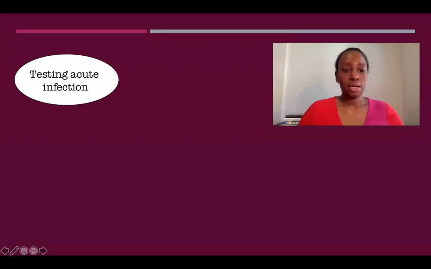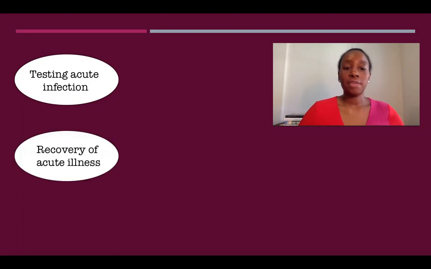Because of this, COVID-19 diagnostic tests have been used to ask multiple different questions that have been raised by the pandemic, including whether or not someone has an acute active COVID-19 infection, as well as if that patient with an acute infection has fully recovered from their initial illness.